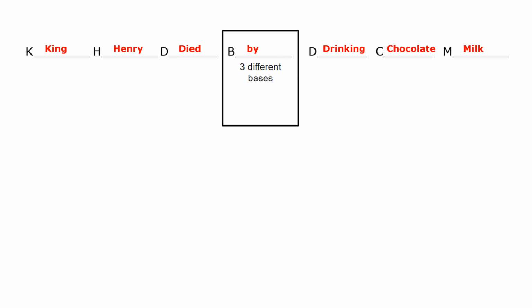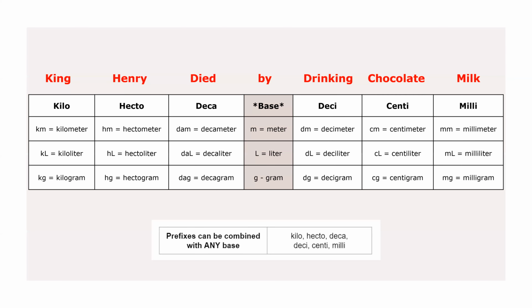Now, the K, the H, the D, those are letters that are referring to our units of measure, but we can memorize them by saying King Henry died by drinking chocolate milk. And I'm going to remind us that we have three different bases. M is for meter, L is for liter, G is for gram.